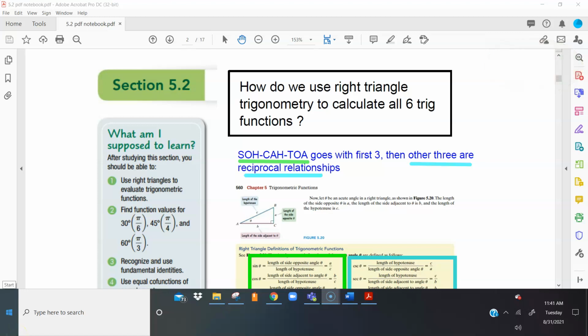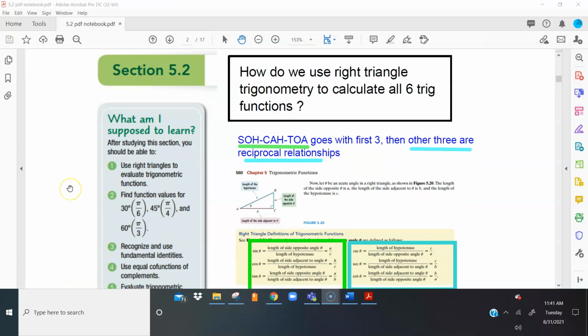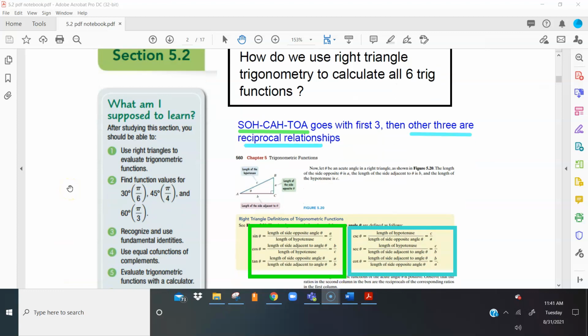Okay, section 5.2. This is applications of right triangle trig that you learned in your geometry classes, but we'll add in all 6 trig functions. What you're supposed to learn in this section, this is just a screenshot from your e-textbook.